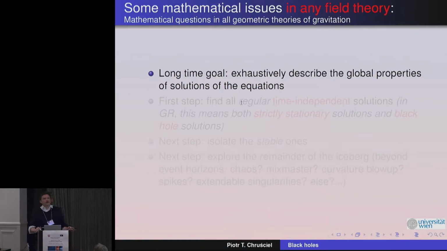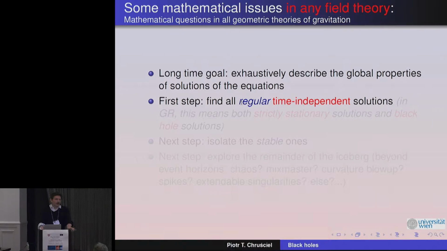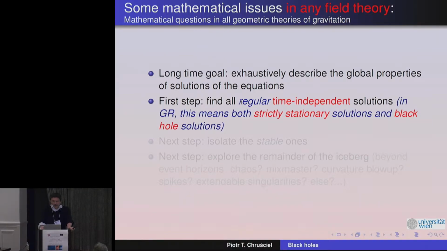So what's all this about? When you're doing mathematical physics and you look at any theory, not necessarily Einstein equations, but could be a geometric theory of gravitation, or anything else, typically what you want to understand is the set of solutions, global properties of solutions of the equations. And one usual step is to find time-independent solutions because they give you some hints about what happens. Now in GR, there are two kinds of time-independent solutions. There are strictly stationary solutions where technically you have a Killing vector which is time-like everywhere, and you have black hole solutions where the Killing vector might actually, well, first will stop being time-like certainly at the event horizon, but might even do it before. So this is something which one has to keep in mind.